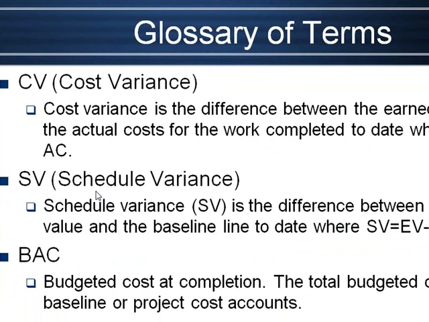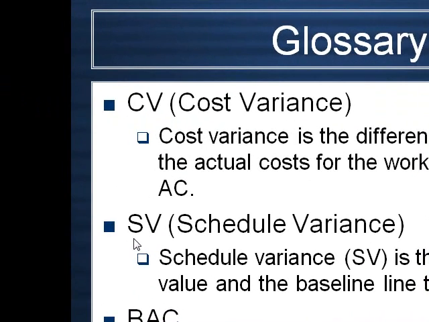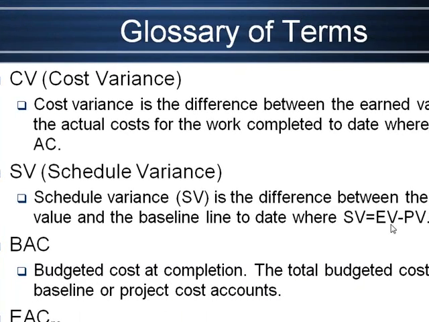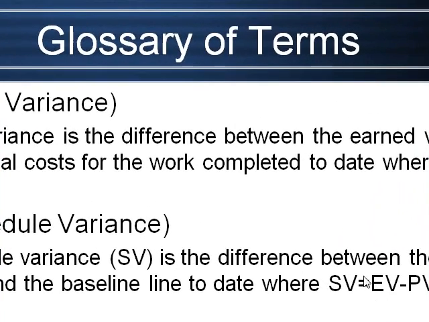The schedule variance measures time, but what you need to remember is that it measures time in terms of money. Let me say that again. It's a schedule variance, so we're measuring time, but we use money to do it. And the reason for that is we take the earned value, and that's what we expected to spend at this stage of the project, and we subtract the planned value.